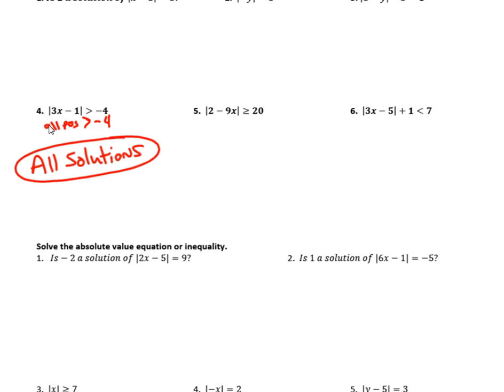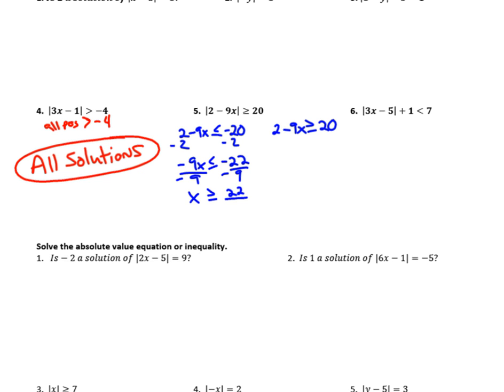Now, number 5, here's just a general rule. We've got it equal to 20, so I'm going to take the inside part. Because I'm making the answer negative, I have to switch the inequalities, so 2 minus 9x greater than or equal to 20. Okay, so I switch it on the left-hand side, and I leave it the same on the right. Now I just solve, so subtract 2 from both sides, negative 9x less than or equal to negative 22, divide by negative 9. Because I divided by a negative, the inequality switches again, so 22 divided by 9, the negatives are going to cancel each other out, and I just get 22 divided by 9, and that's perfectly fine.